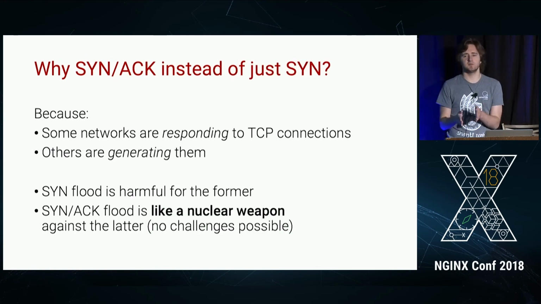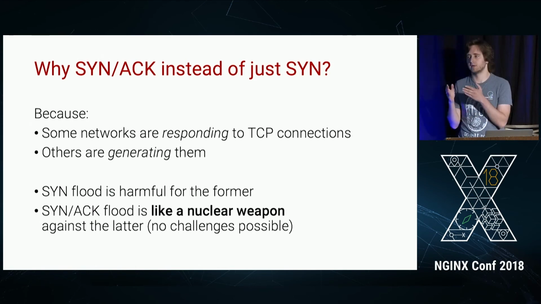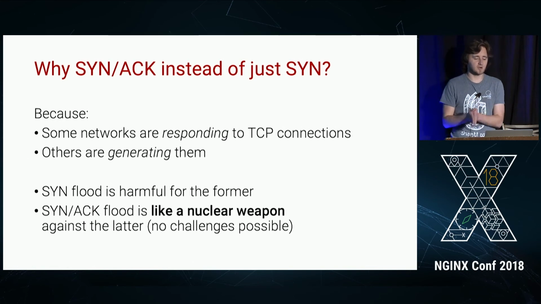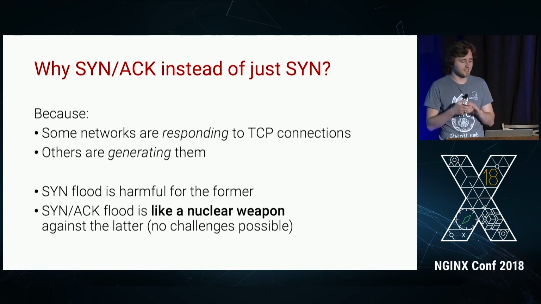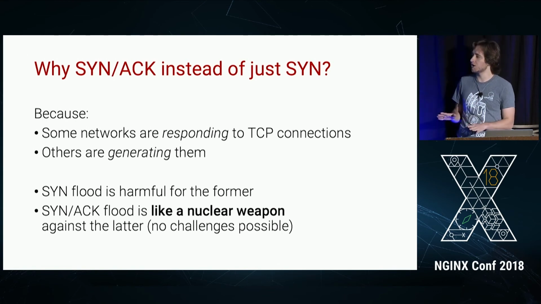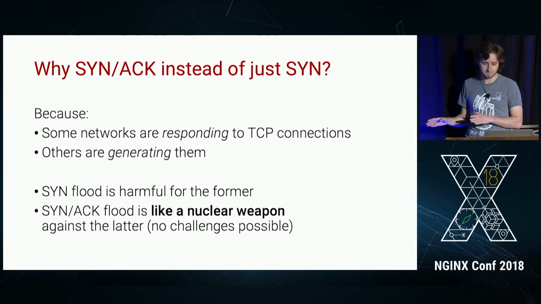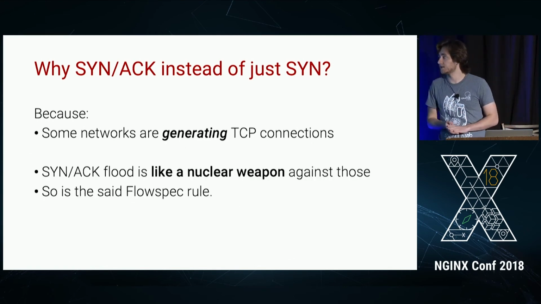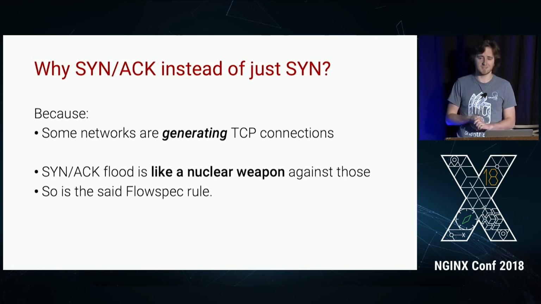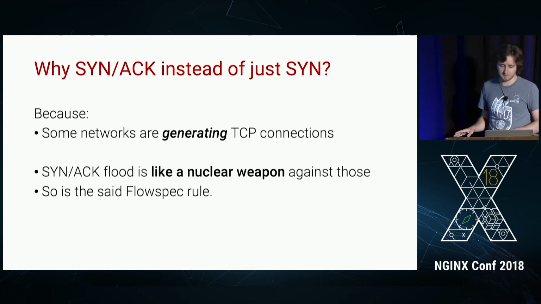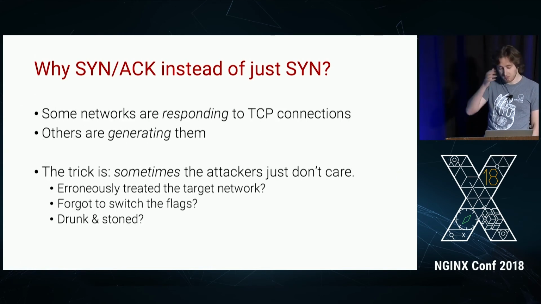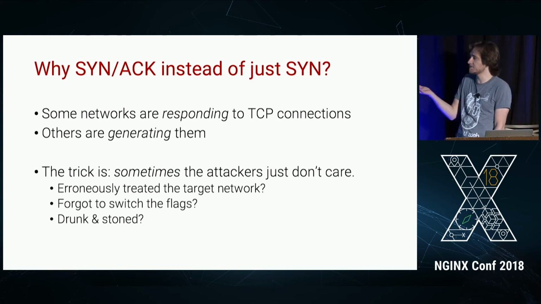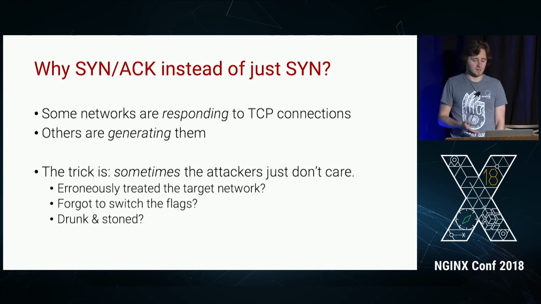Some networks are responding to TCP connections, like a data center network, or your application servers are responding to TCP connections. But others, like enterprise networks, are generating them. So SYN flood is harmful for the former, but SYN-ACK flood is like a nuclear weapon against the latter, because no challenges are possible against SYN-ACK flood. And also the SYN-ACK flowspec rule is basically of no use because it will drop your legitimate traffic altogether. Sometimes the attacker just doesn't care whether the network is generating or receiving connections. So sometimes they forget to switch the flags.